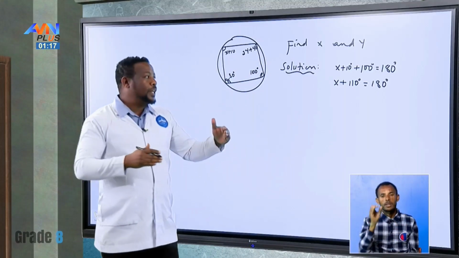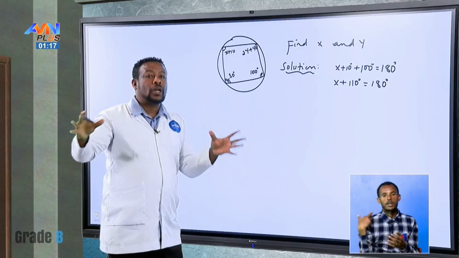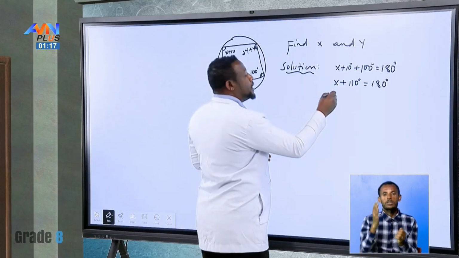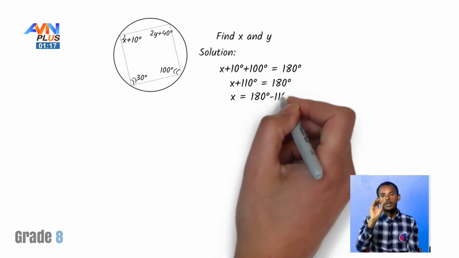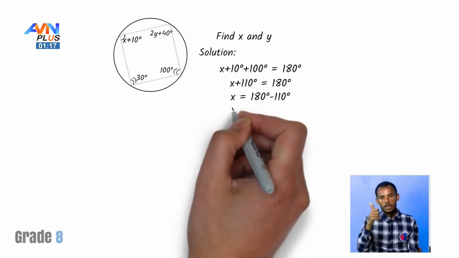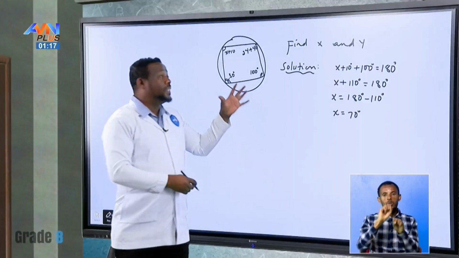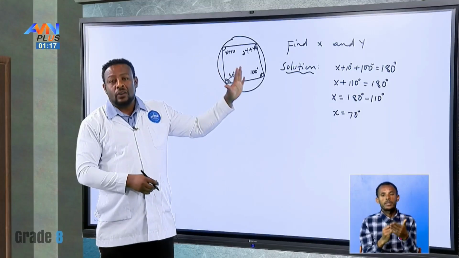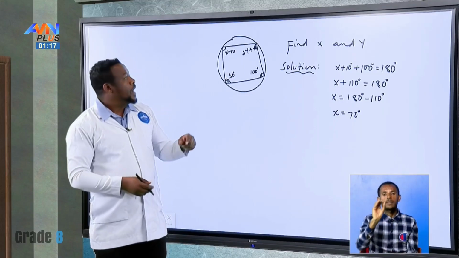Okay, now you can take 110 to the right, or subtract 110 degrees from both sides. Then x becomes 180 degrees minus 110 degrees, and this difference is 70 degrees. Okay, so in this figure, the value of x is 70 degrees, right?